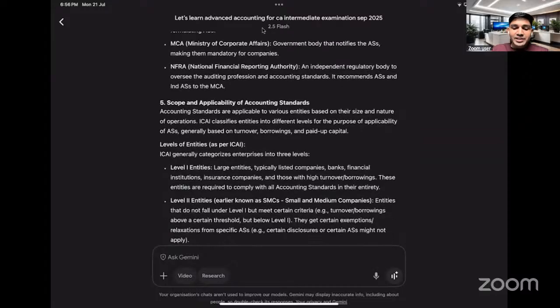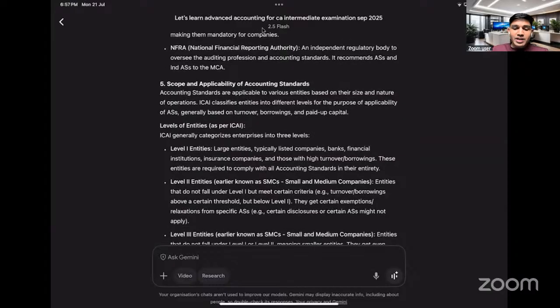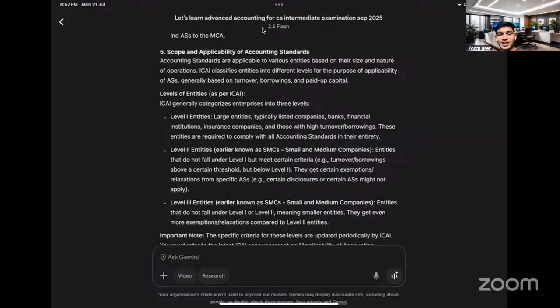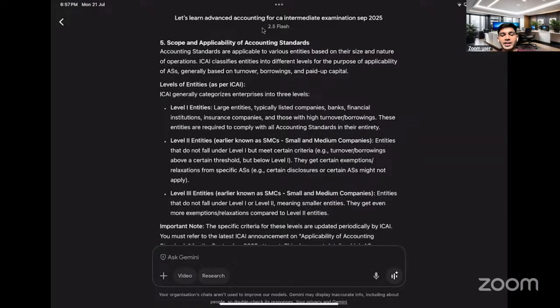Scope and applicability of accounting standards. So accounting standards are applicable to various entities based on their size and nature of operations. ICAI classifies entities into different levels for the purpose of applicability of AS, generally based on turnover, borrowing, and paid-up capital. Level of entities as per ICAI. ICAI generally categorizes enterprises into three levels: level 1, level 2, level 3.